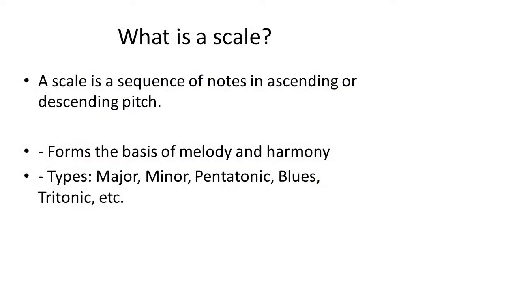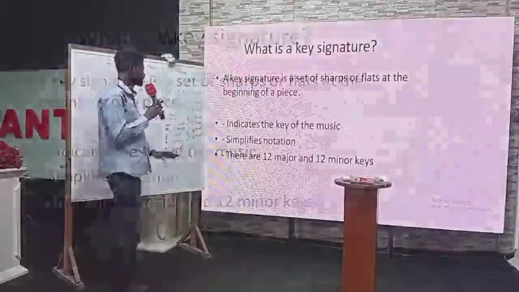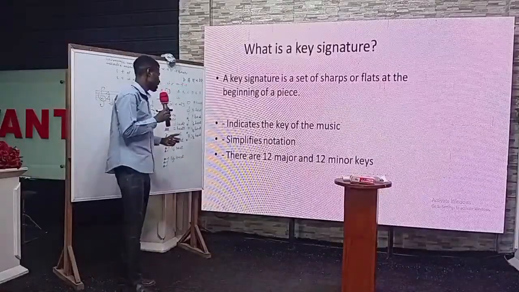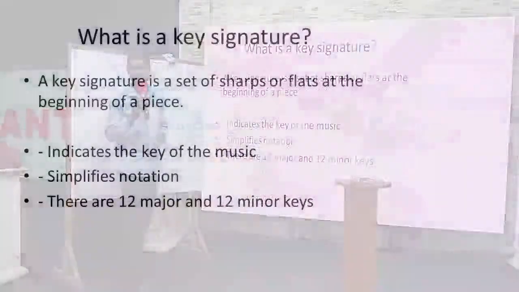And then from there, we move to key signature. A key signature is a set of sharps or flats at the beginning of a piece. It indicates the key of the music. It simplifies notation. And there are 12 major and 12 minor keys.